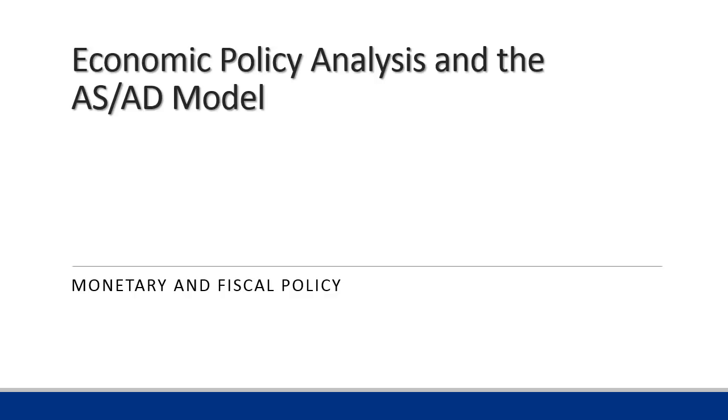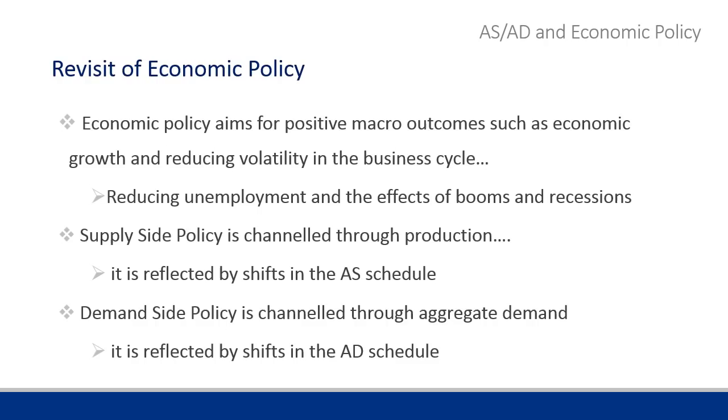We can now use the aggregate supply and aggregate demand model to make some economic policy analysis. So we begin with monetary and fiscal policy. Just to revisit, economic policy aims to smooth out volatility in the business cycle. We don't want the booms or recessions to be exaggerated. The idea is to try to reduce the size of the economy in a boom and to increase the size of the economy in a recession.